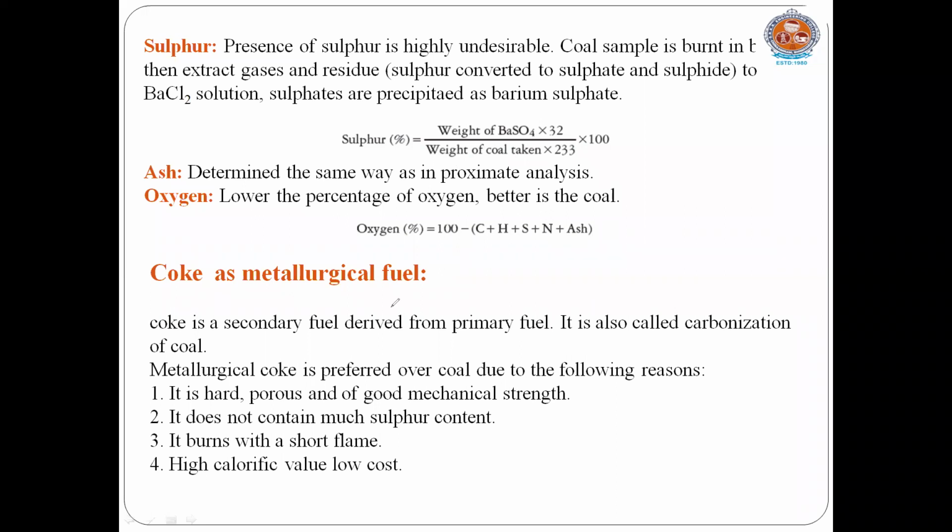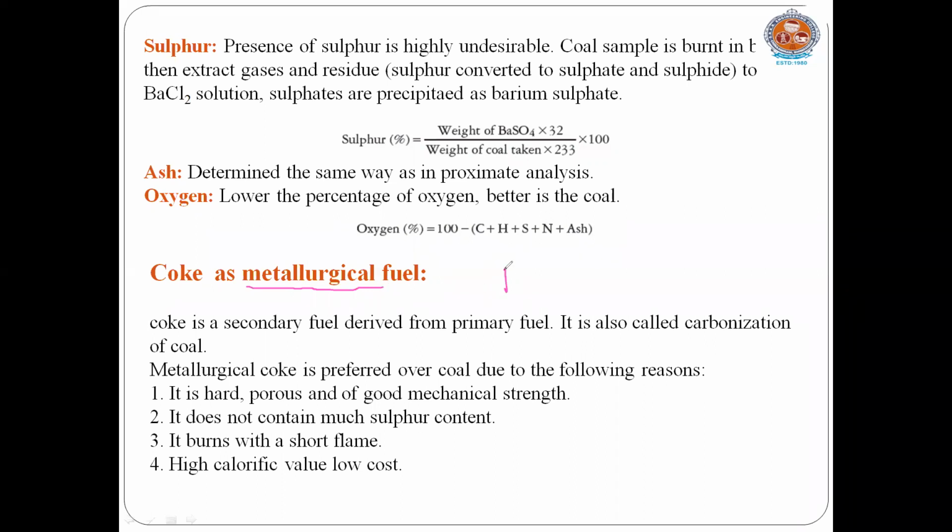Manufacturing of metallurgical coke. In metallurgical applications, maybe the steel manufacturing industry or some other metal purification process, we need a good quality fuel. Why are fuels needed in metallurgical applications? Because in metallurgical processes we need to provide very high temperature for the reduction of the metals.